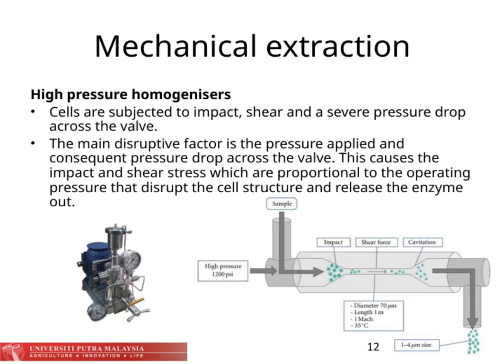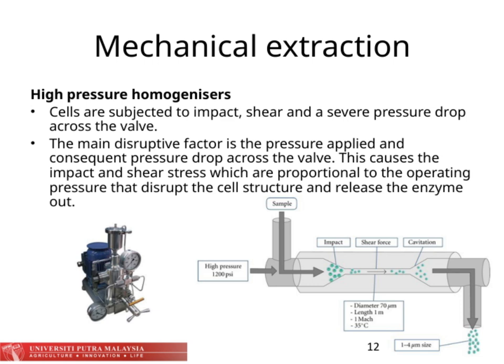Now, let's talk about high-pressure homogenizers. In this process, cells are subjected to a combination of impact, shear forces, and a significant pressure drop across the valve. The key idea here is that the main disruptive factor is the pressure applied, along with the pressure drop that occurs as the material passes through the valve. This sudden change in pressure creates impact and shear stress, which are proportional to the operating pressure. Basically, the higher the pressure, the greater the stress on the cells, leading to their disruption.